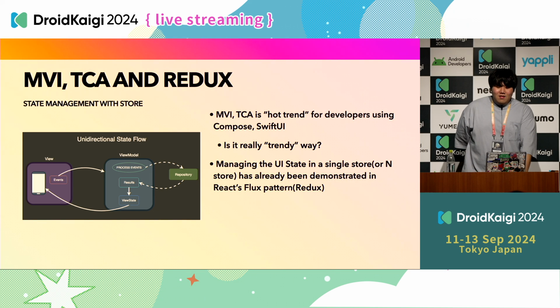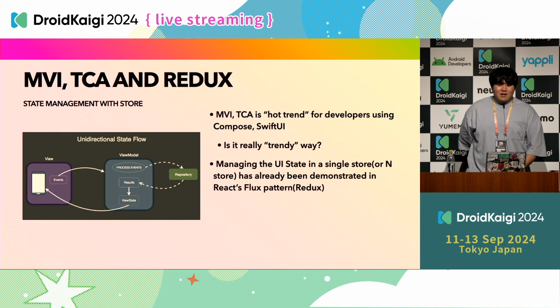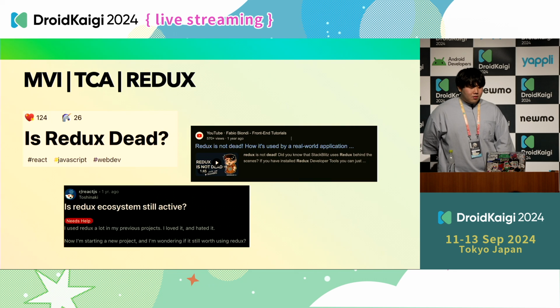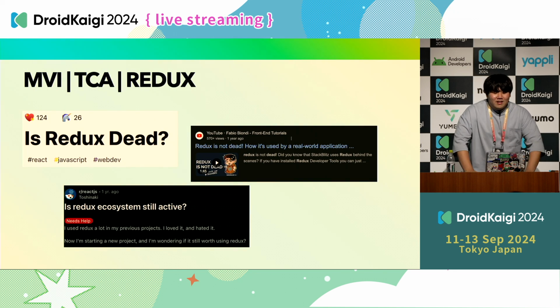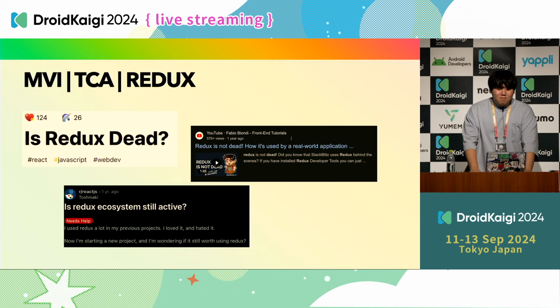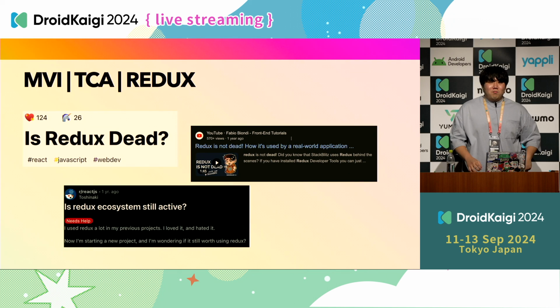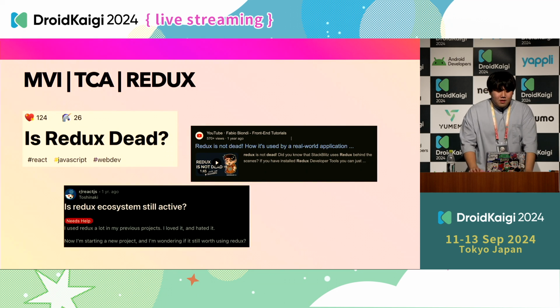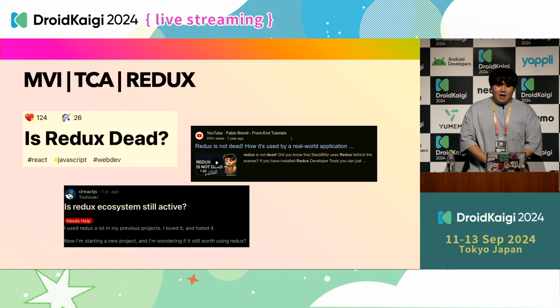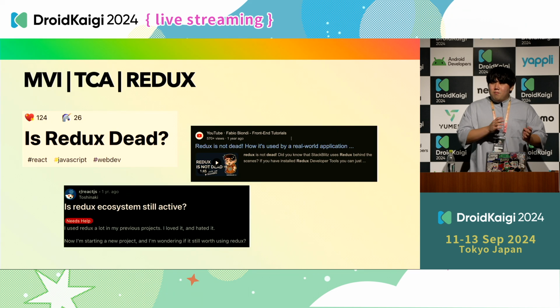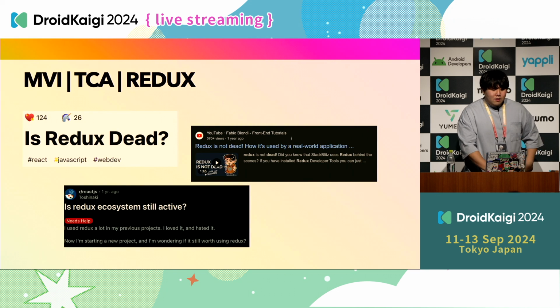In fact, the concepts used in MVI and TCA have long been present in Flux architecture and the Redux pattern introduced by React. If you look at how Redux is treated in the current React ecosystem, it might come as a bit of a surprise to native mobile developers. Nowadays, many React developers have a strong aversion to using Redux. One of the main reasons is the excessive amount of boilerplate code required. It makes it inconvenient to constantly switch between multiple files to just build a single screen.